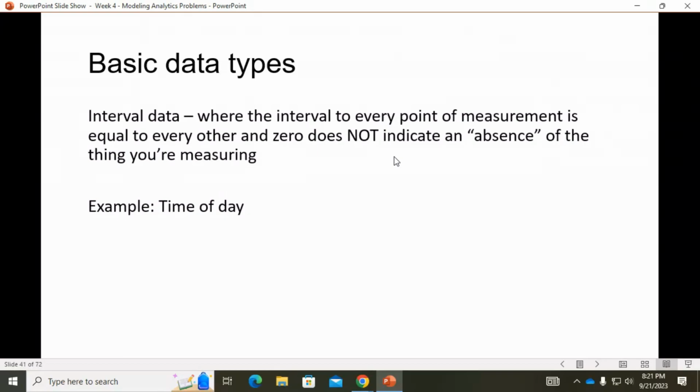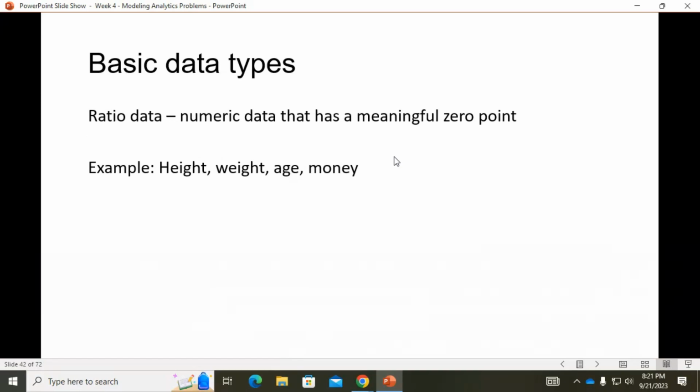It's not just nothing. As opposed to ratio data, which is the easiest type of data to work with. You can do pretty much anything to this type of data. It's numeric data that has a meaningful 0 point. So things like height, weight, age, income, money, where typically negative values will not be permitted because 0 is an absence of the thing. You don't have negative height, weight, age, or money.